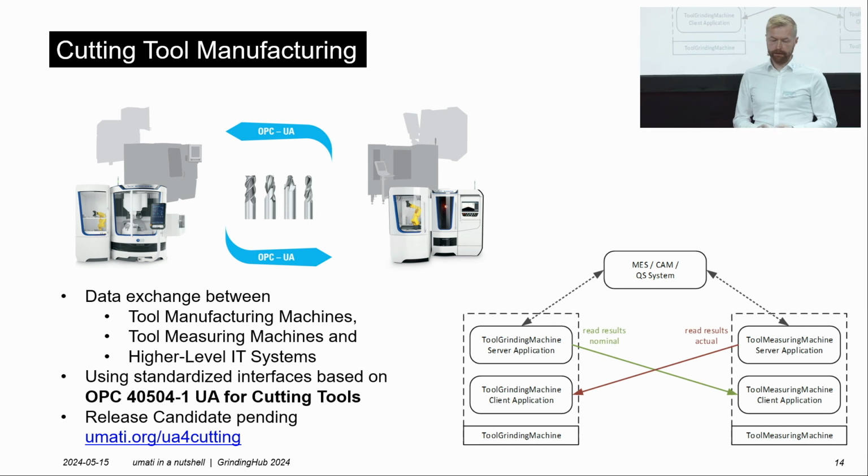Another new development is the specification for cutting tool manufacturing, which gives you the benefit of the data exchange between the tool manufacturing and tool measurement machines, and of course with the higher level IT systems. So this is the standard 40504-1 UA for cutting tools. And the release candidate for this standard will be out soon, I guess in a few days. And if you follow this link, you can get more information about it.